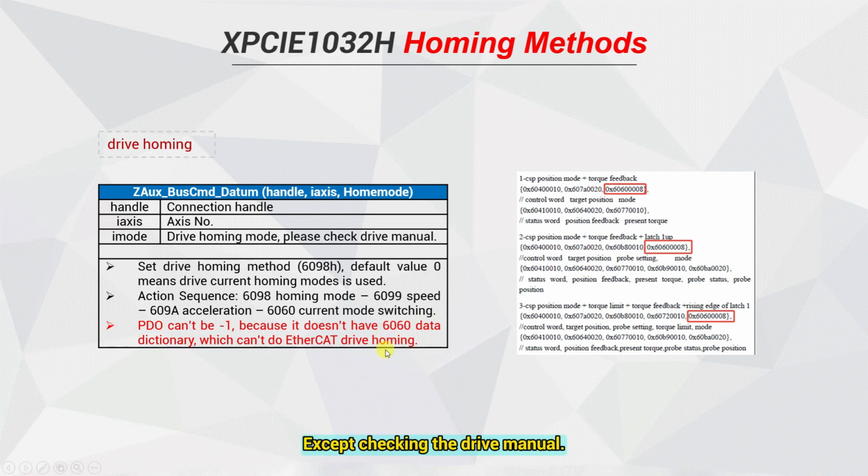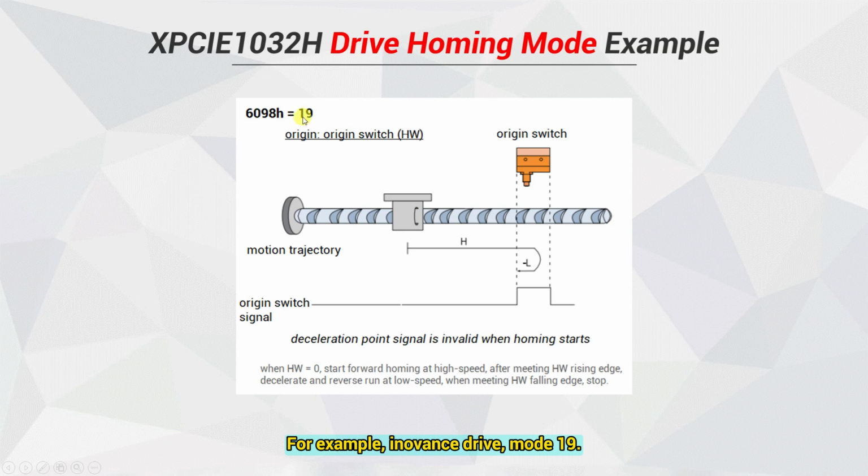How to set drive homing? Besides checking the drive manual, the RT basic drive profile command can help you. It can be seen that the others all include the 6060 data dictionary. You select any one that is supported by the drive. For example, Innovance drive, mode 19. When homing begins, the origin signal is 0.